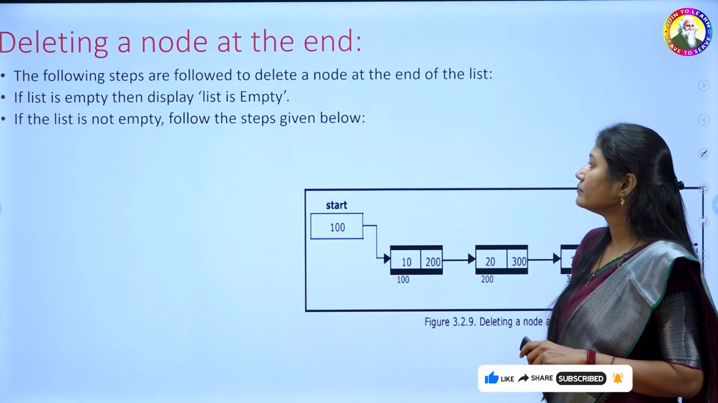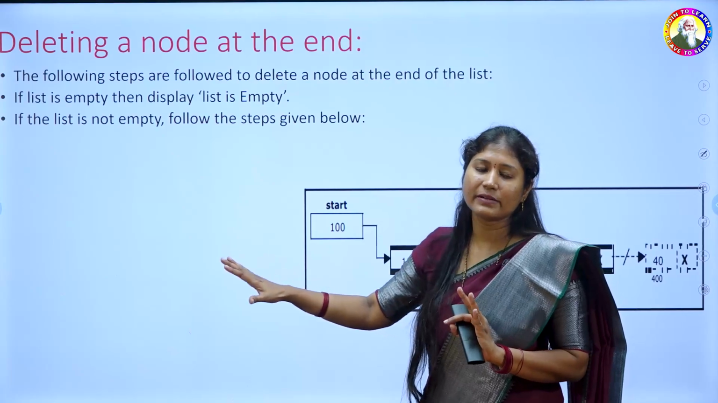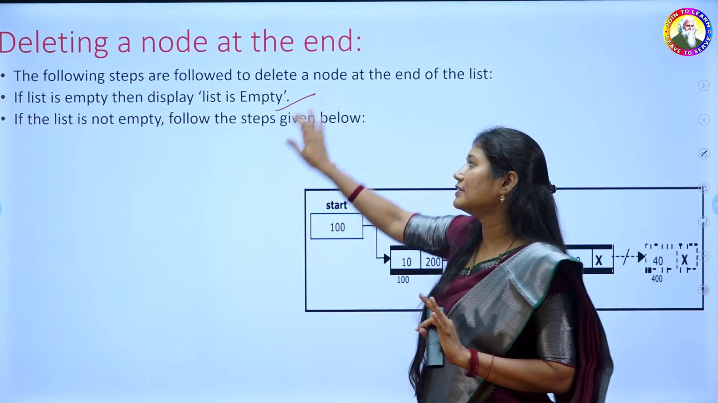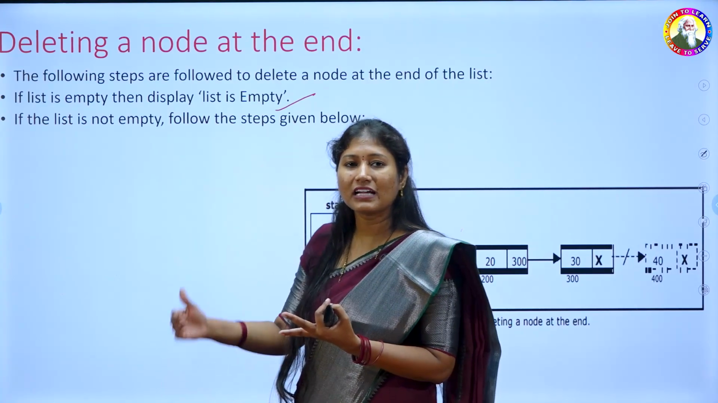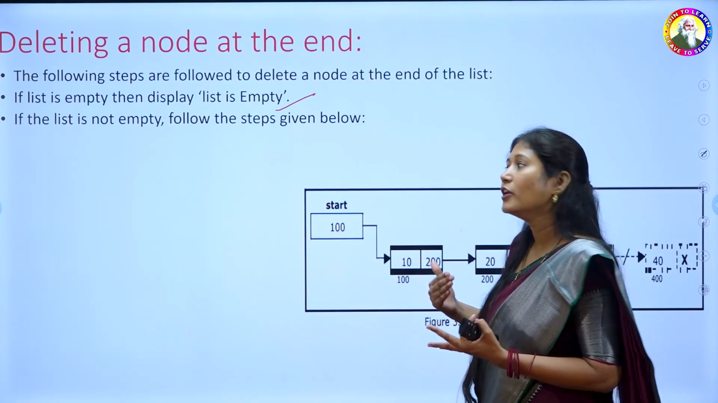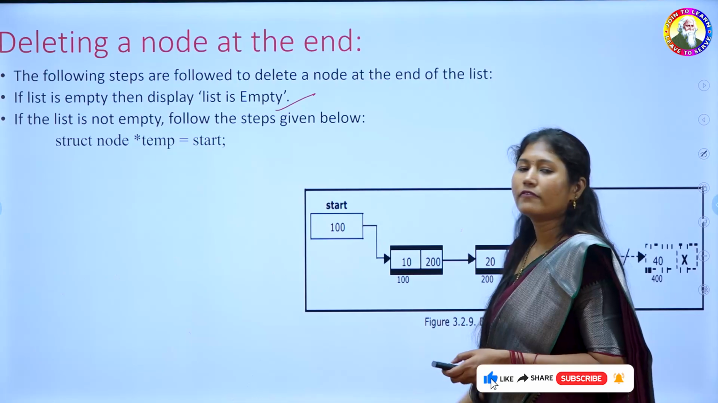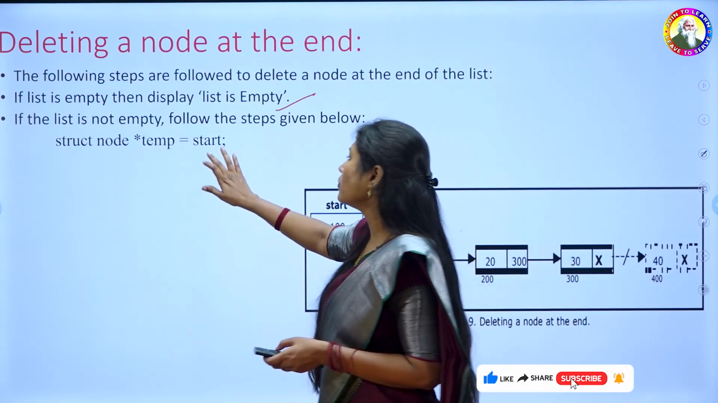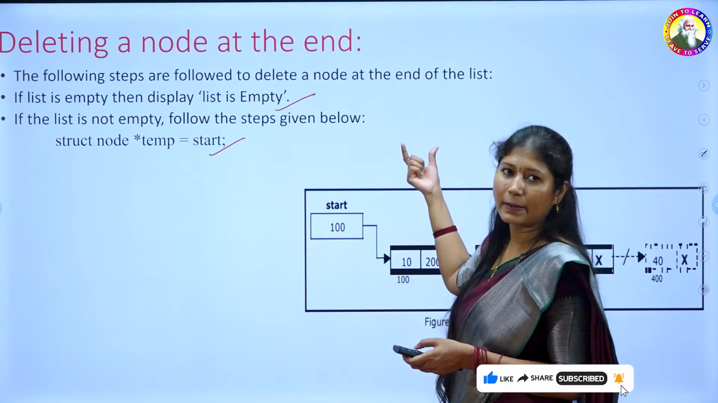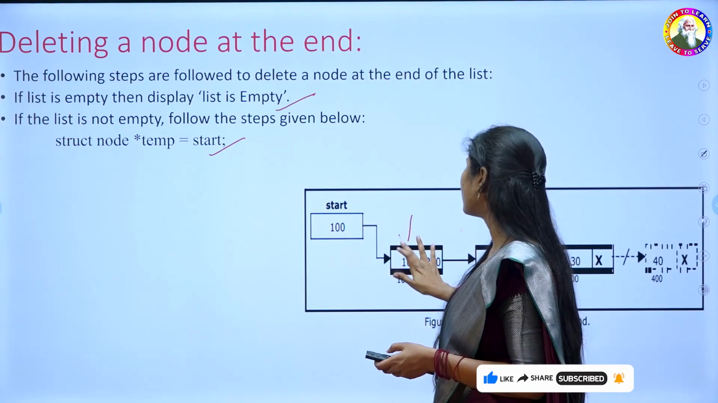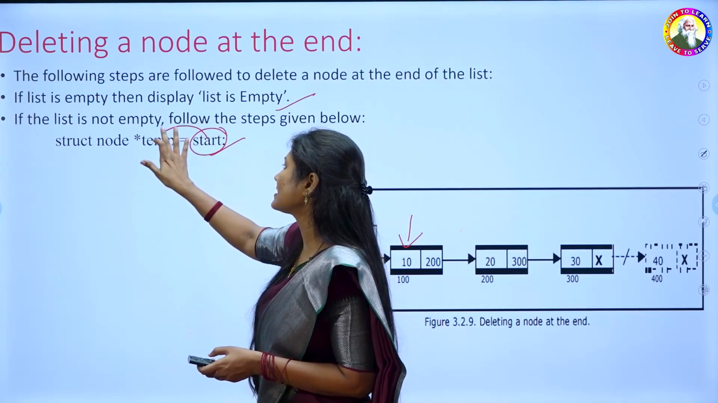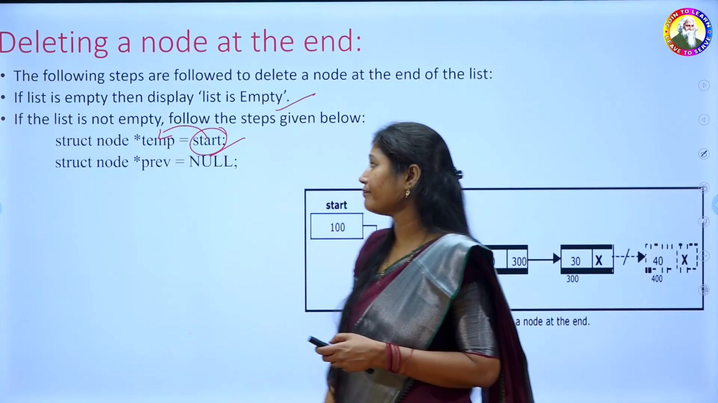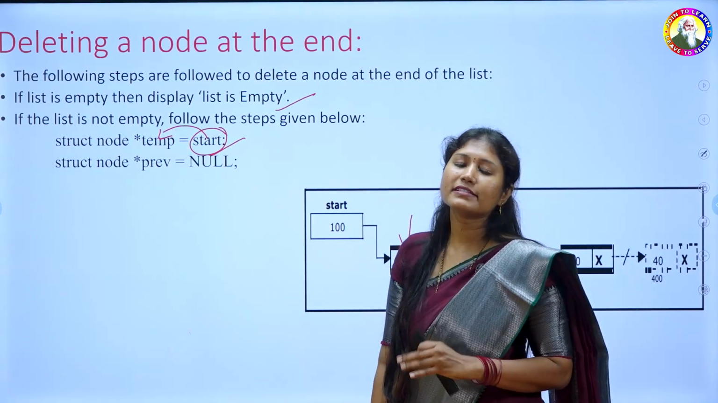Next one is the algorithm. If the list is empty, what it should say? It should say that the list is empty. If the list is not empty, which means that I should traverse from the beginning till the end point. For that, we require the temp pointer equal to start. Initially, the temp should start from the beginning, and the begin address is there in the start. So, I am sending the start address into the temp. After that, previous equal to null.